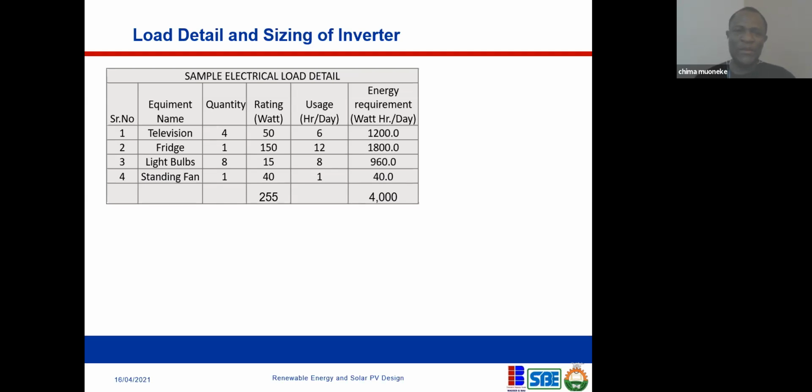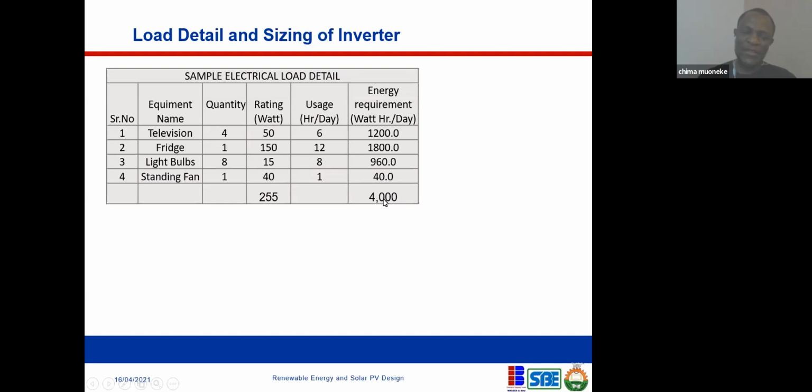Okay. So when you now calculate the energy requirement for each of these appliances: for the television, you have 1,200 watt hour in a day. For the fridge, you have 1,800 watt hour in a day. For the 8 light bulbs, you have 960 watt hour. And of course, the standing fan, you have 40 watt hour. So when you add all the watt hour, you have 4,000 watt hour.